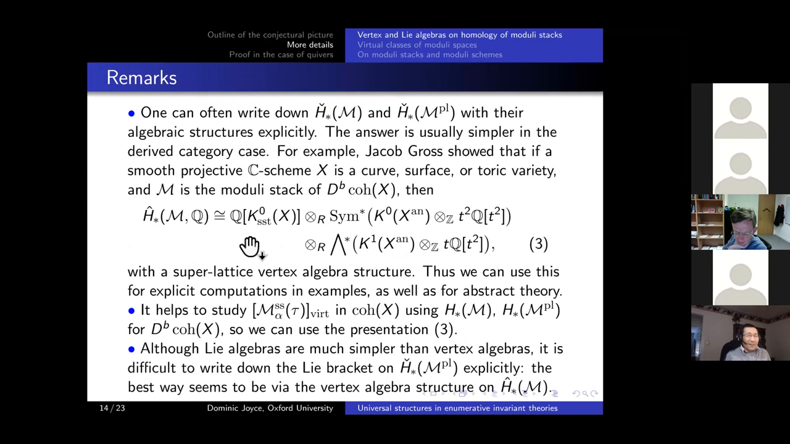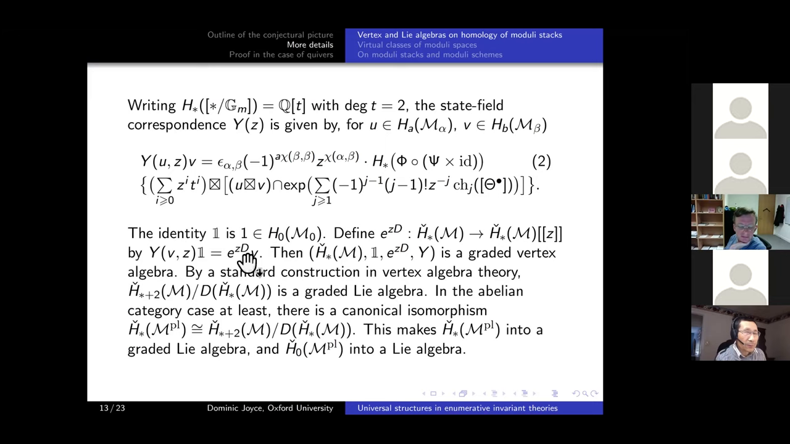I usually call it the translation operator. Translation operator, okay, yeah, some call it a shift.